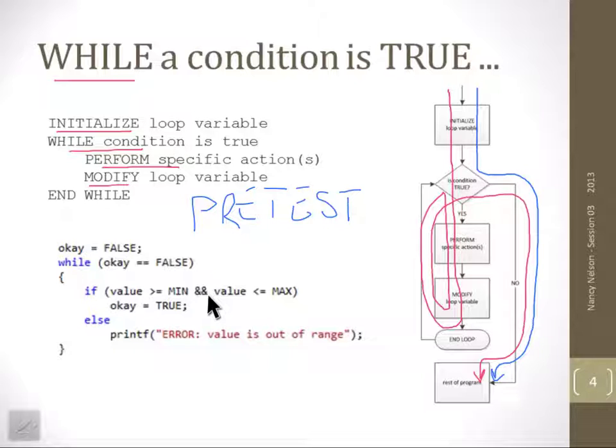You'll notice with the loop, just like we had with our decision blocks, there is one entrance point and one exit point.